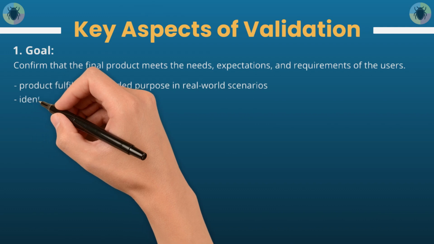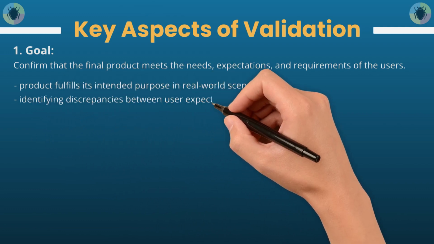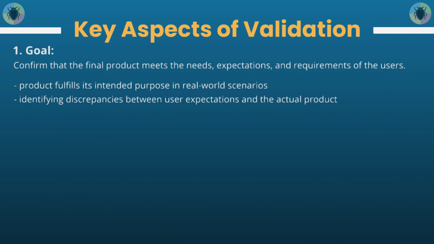Validation helps in identifying discrepancies between user expectations and the actual product, ensuring that the software is both useful and usable.